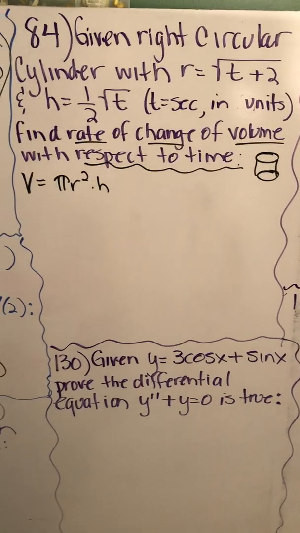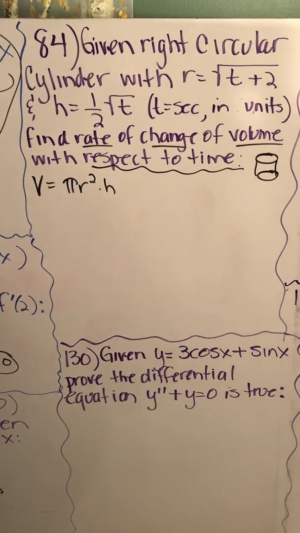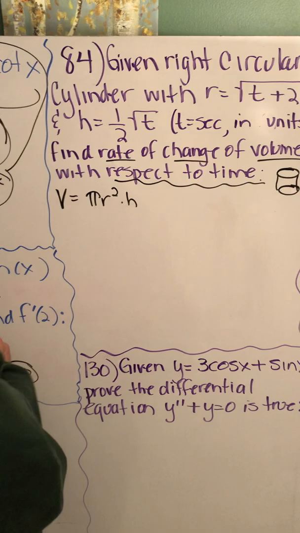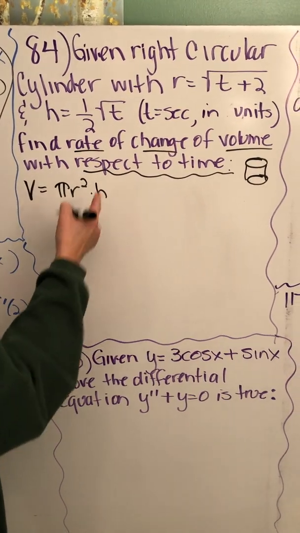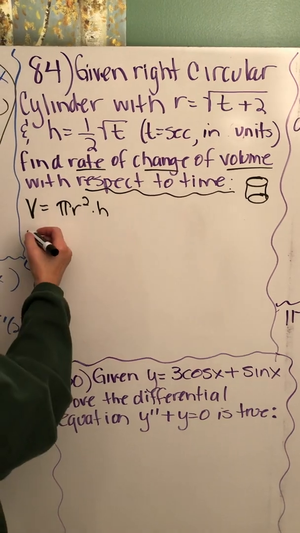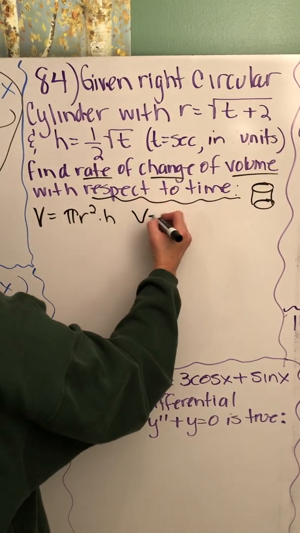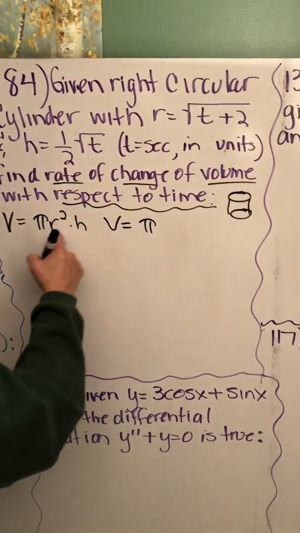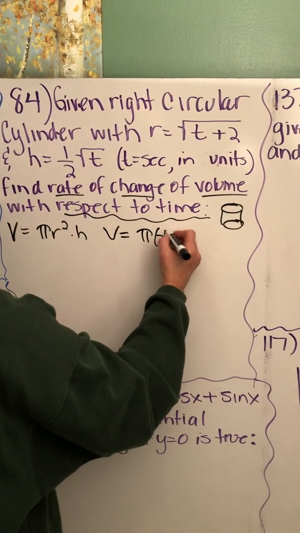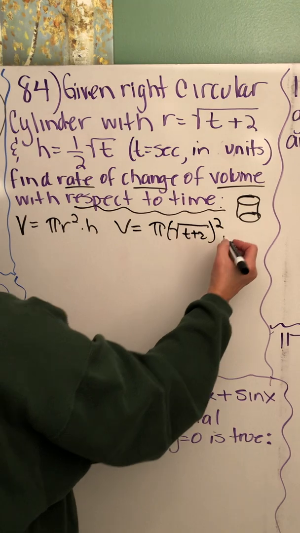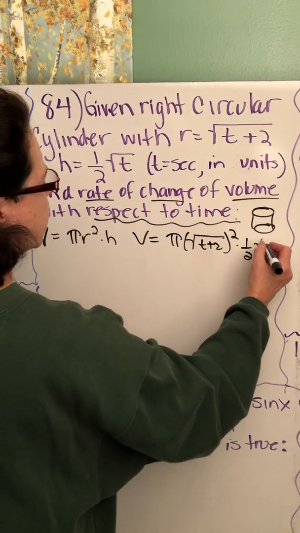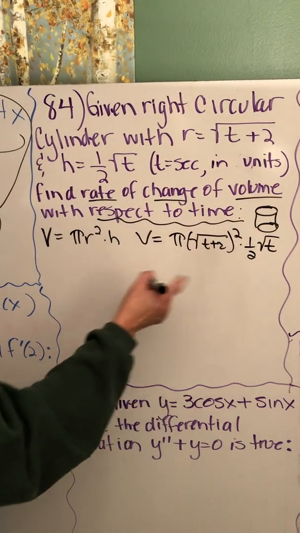So we do have our volume formula now, but we do have to put in what r is and h is because they want the rate of change of volume with respect to time. Let's go ahead and do that. The volume is pi r squared. I'm going to put my r in there and square it, and my h is 1/2 the square root of t. Let's fix this up a little bit.